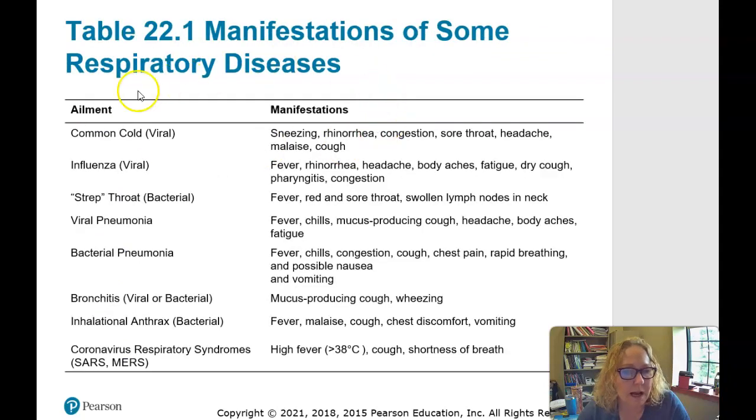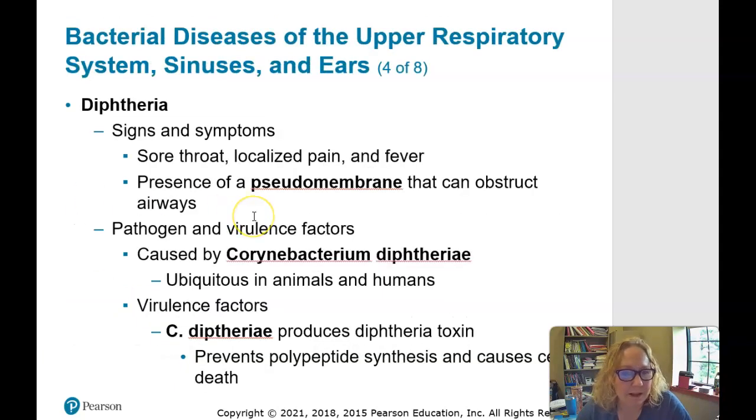So here are some common manifestations of respiratory disease. You have the common cold, the flu, strep throat, and pneumonia, viral and bacterial. There's a bunch of flavors of pneumonia. We will tell you what they are. Bronchitis, anthrax. You're probably not going to just happen to get anthrax. And then there's, of course, your friend the coronavirus that we are all familiar with. Okay. Let's start out strong with some diphtheria.